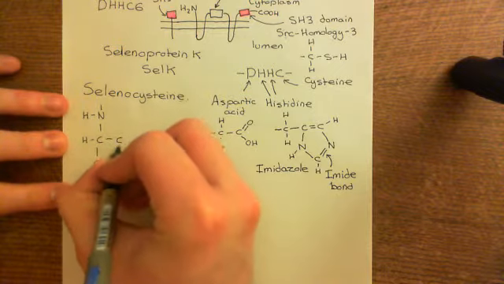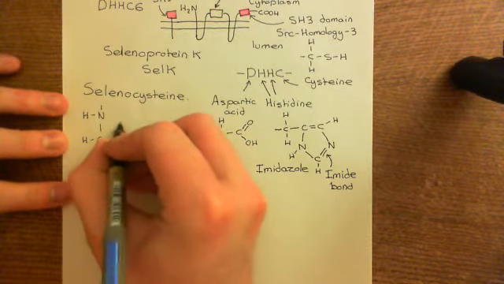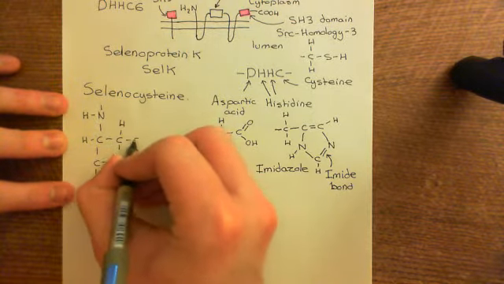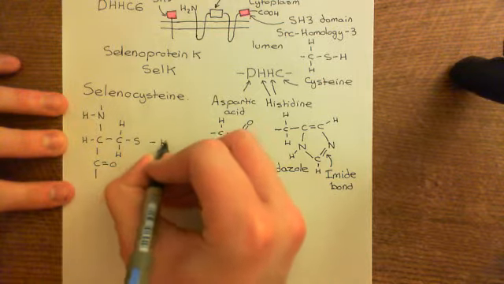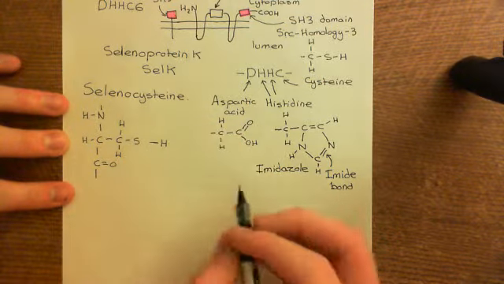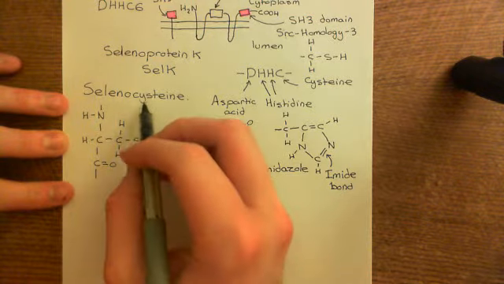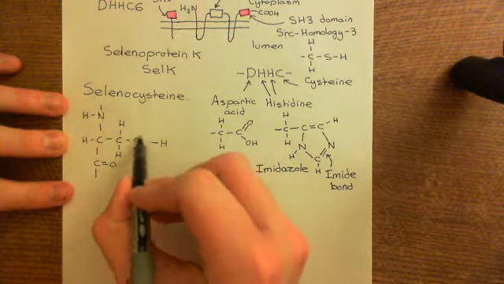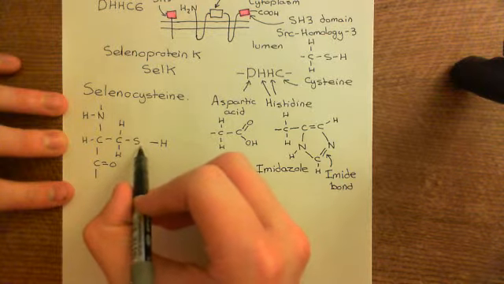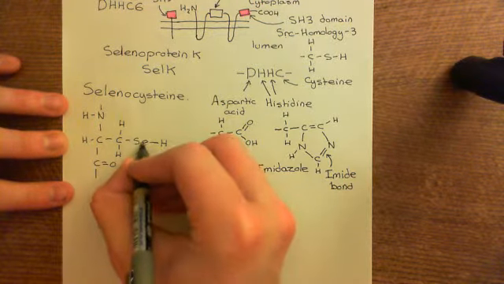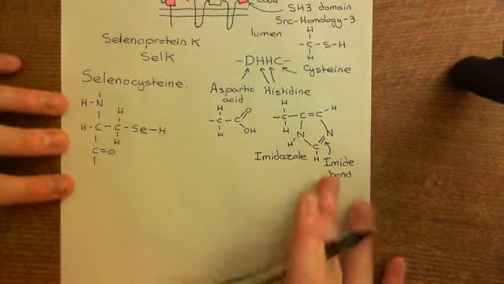Okay, and the R group of this amino acid is a methylene group, and then with a thiol group off it. And I'm deliberately leaving a nice space there. So this is the structure of cysteine. To turn it into selenocysteine, you change this atom here from a sulfur atom into a selenium atom, and that's why I left that space there.